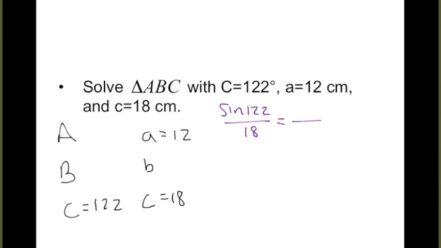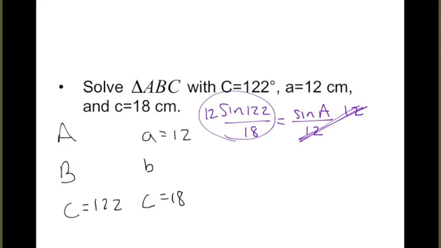The only other thing I know is little a, which is 12, and that's a side, so it needs to go on the bottom of the fraction. Which means its matching angle needs to go on the top, but an angle never goes by itself. We need the sine of that angle. So the sine of A has to go on the top of this. We could cross multiply to solve this, but it will be faster to just multiply both sides by 12.